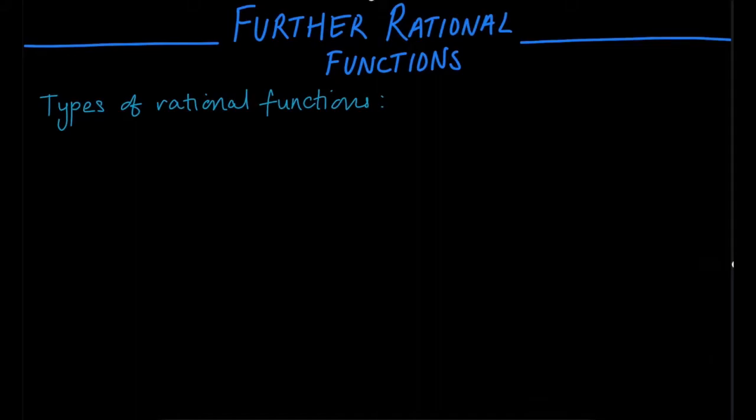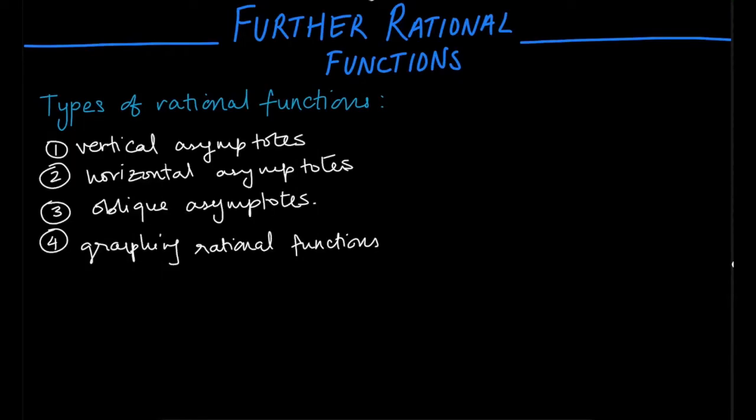So in this video we'll be covering further rational functions. This is kind of a second video on rational functions. I suggest you go watch the first one that we uploaded before if you don't know what rational functions are. This video will focus on asymptotes and how to graph rational functions without a calculator. We'll be covering vertical asymptotes, horizontal asymptotes, oblique asymptotes, and graphing rational functions.